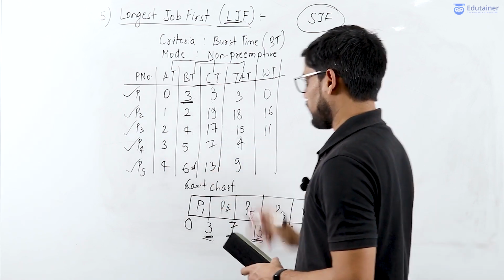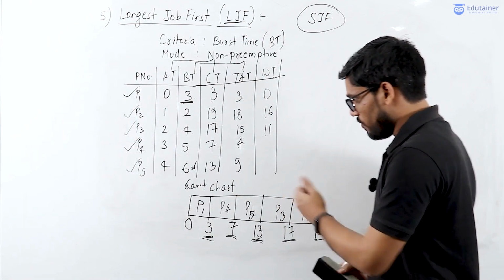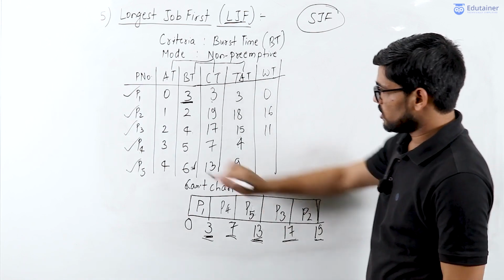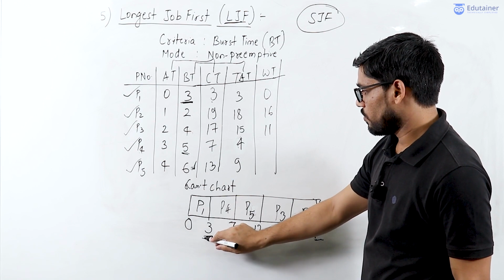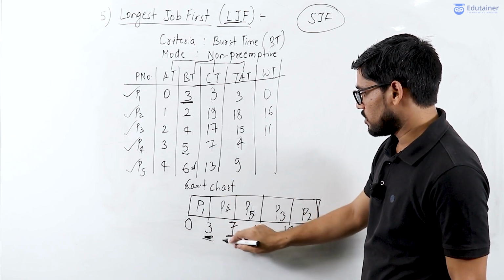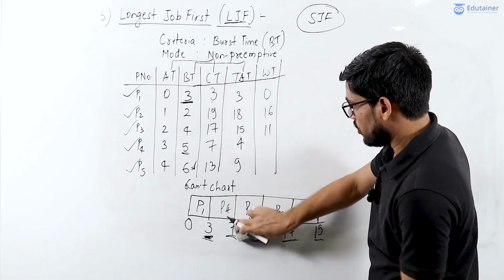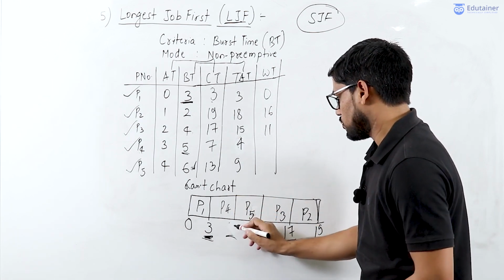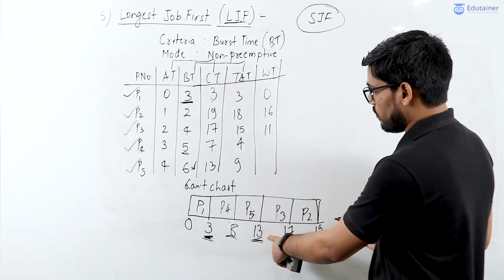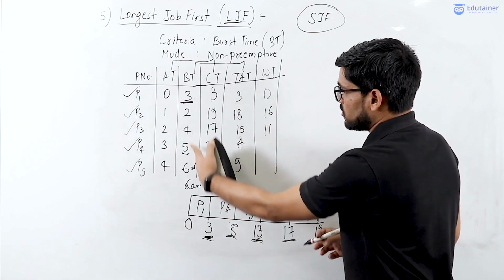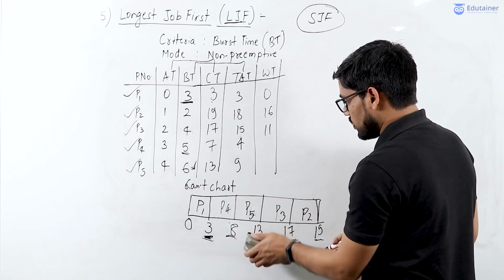Let me check it. Here some modifications are required. Process P4 requires exactly 5 units of time, but I mistakenly added only 4. So 3 plus 4 is 7, but here 3 plus 5 is 8. Now process P5 requires 6 units of time, so 8 plus 6 is 14.